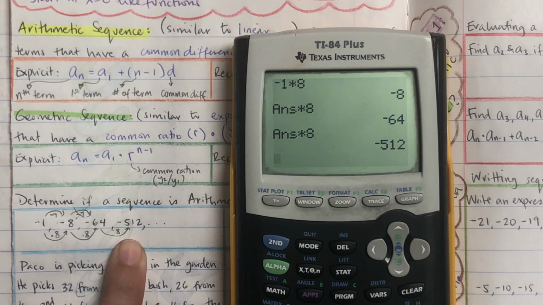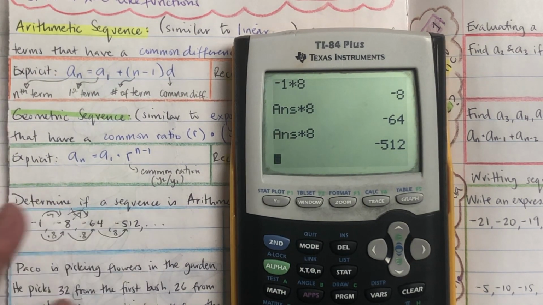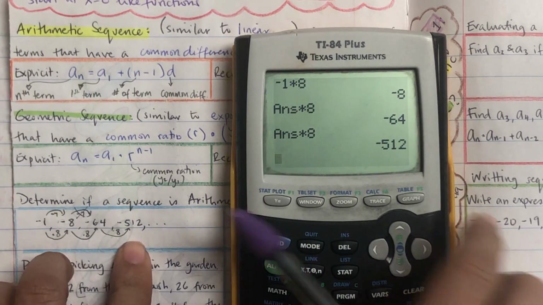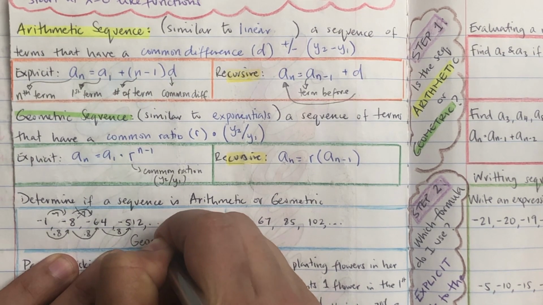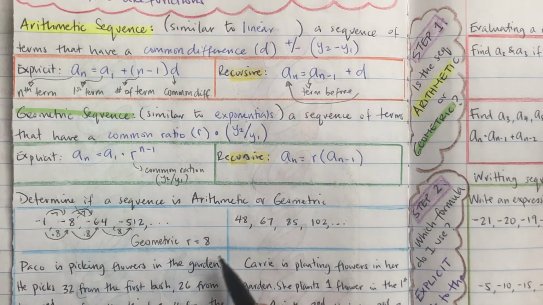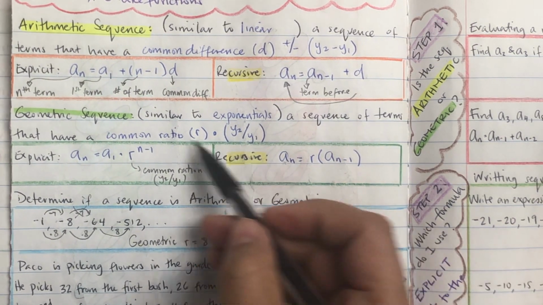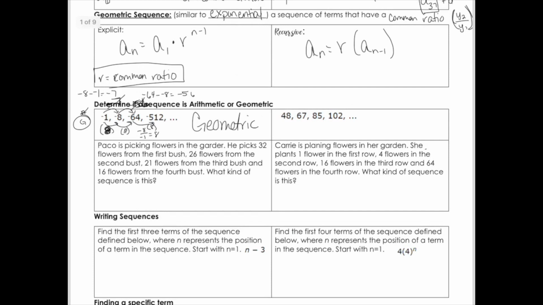So check all numbers, because sometimes I've seen questions where it works for the first two, but not for the last ones. Okay, so check all the numbers. So that's definitely geometric, with r equals 8. What does that mean? The common ratio, the number you're going to keep multiplying by, is 8. Next one, arithmetic or geometric?